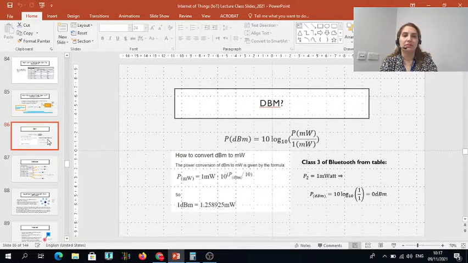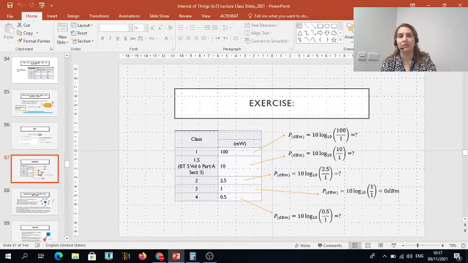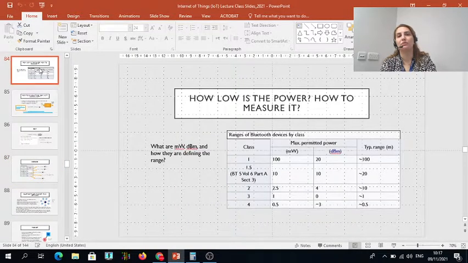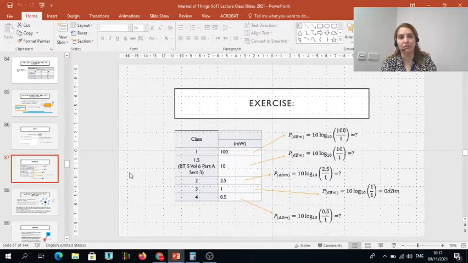For those of you that remember how I explained the exponential function and logarithm relationship, go ahead and try to do this exercise. So here I took a part of that table that has the classes and the milliwatt power. Now we want to convert this milliwatt to dBm. So if you go back, you have the values here. So the answer is already given here. But I want you to be able to calculate them yourself. So just imagine it's final exam and try to calculate it yourself.